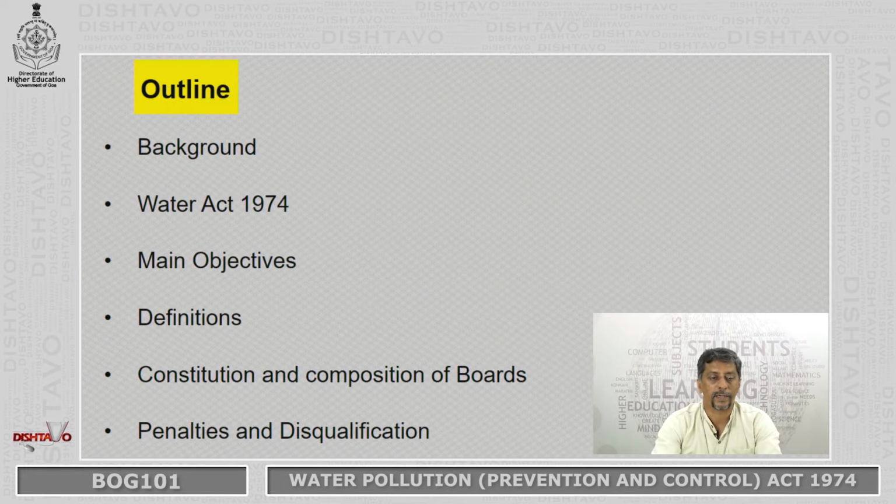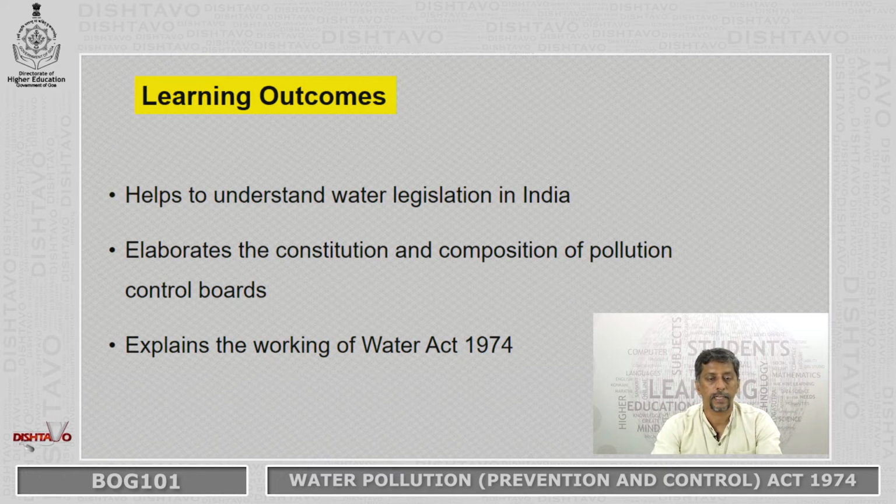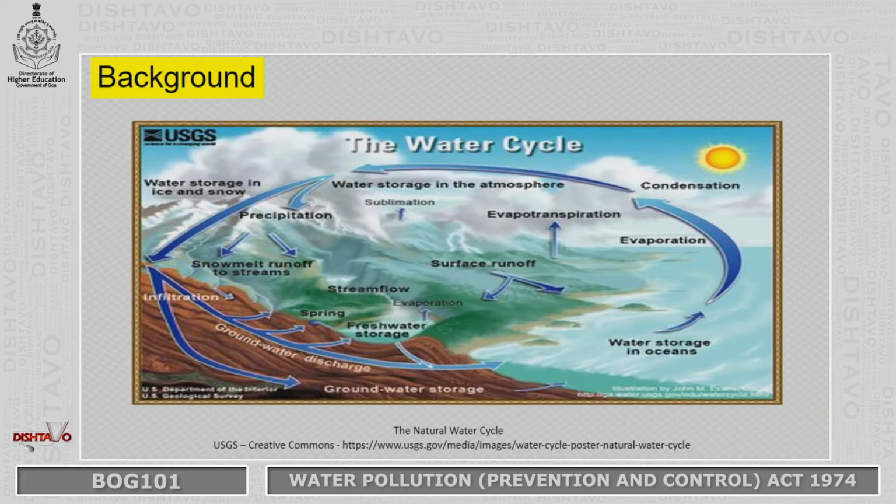We will be going through the background of the Water Act of 1974. We will see the main objectives, definitions, constitution and composition of the boards, and penalties and disqualifications that are there in the Water Act. It will help us to understand the water legislation in India. It elaborates the constitution and composition of pollution control boards in our country. It explains the working of the Water Act of 1974. As we go through this module, most of the things will be in text.